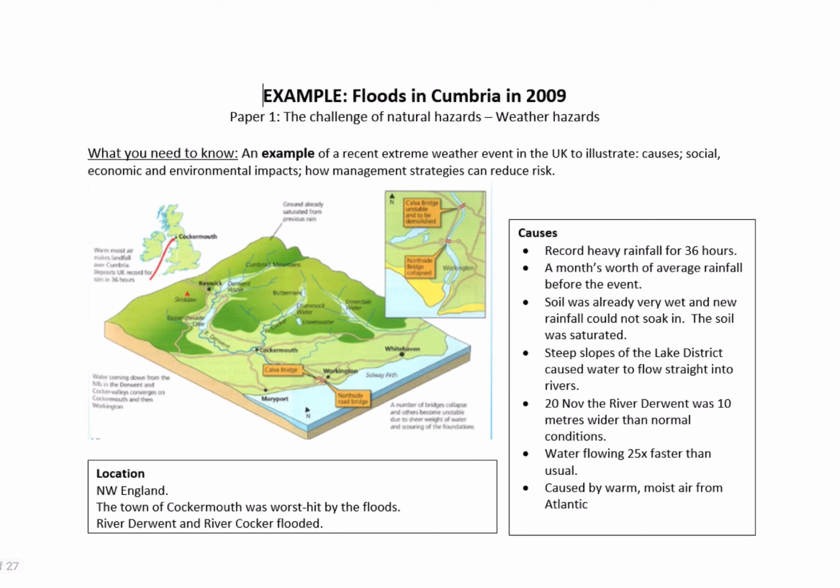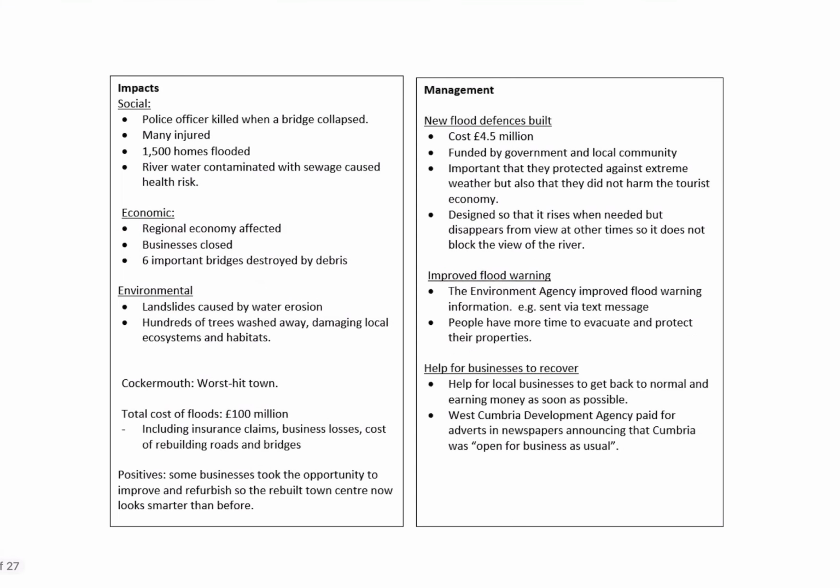So we can also compare this then with another extreme weather event that happened. Some of you might have studied the Cumbrian floods. These happened in northwest England. Essentially, you've got the river here that floods and how it impacts on the local town was this case study. So you've got record heavy rainfall here for 36 hours, a month's worth of rainfall before the event. So the soil is already really saturated and it's left the water flowing 25 times faster than usual.